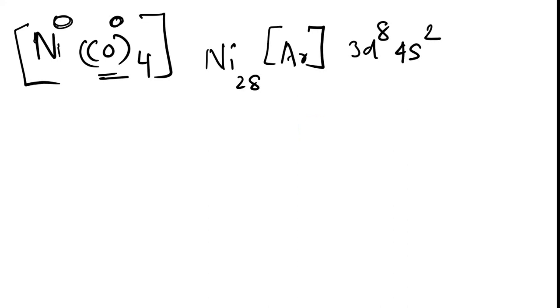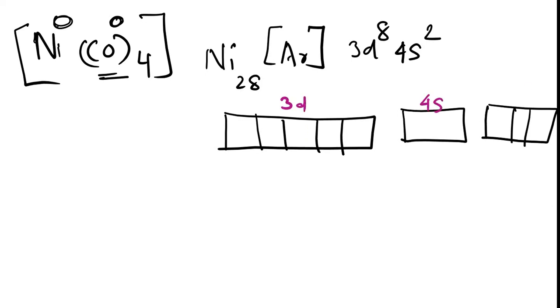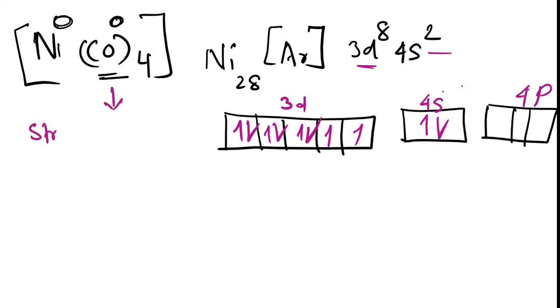Right? So let us write like this. D orbital, 1, 2, 3, 4. And here this is s orbital, and this is p orbital. This is 3d, this is 4s, this is 4p. Right? There are 2 electrons in the s orbital. There are 8 electrons in the d orbital, that is 1, 2, 3, 4, 5, 6, 7, 8. Right? So what happens? Carbonyl group is a strong field ligand.